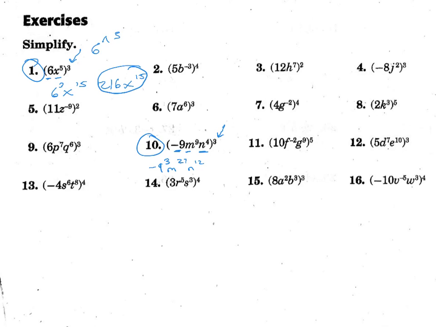Now, negative 9 times negative 9 times negative 9, you probably could even do without a calculator. Negative 9 times negative 9 would be positive 81. And then 81 times negative 9 would be negative 729. So your final answer is going to be negative 729 m to the 27th, n to the 12th. There's your full answer, okay?